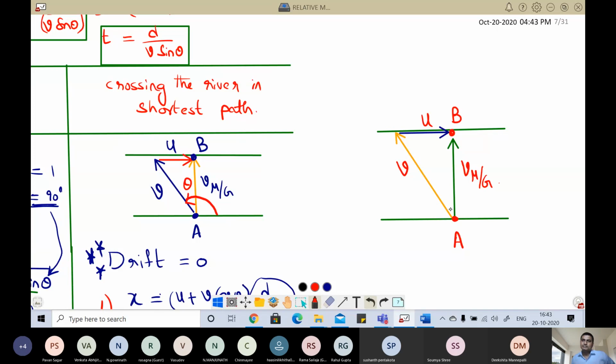Now see here. Let us say I take this angle as some alpha. Now I'll resolve this into two components, that means V cos alpha and V sin alpha. For that, first I'll erase this. Just one minute, I'll erase.